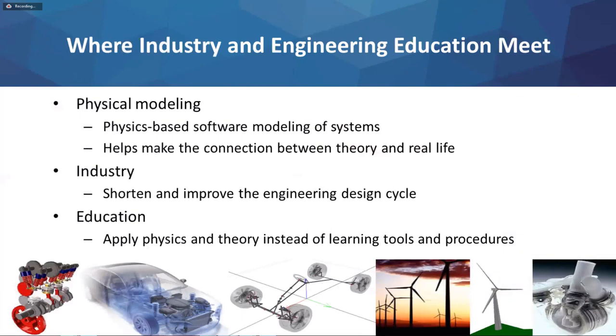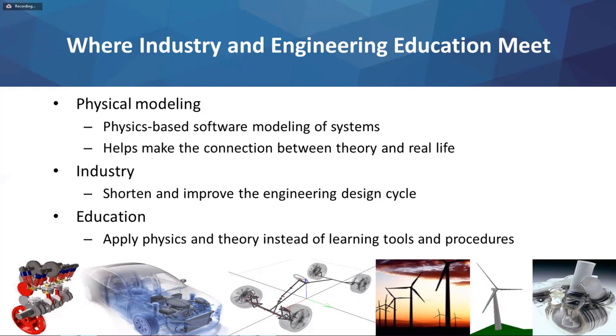So what is physical modeling? Also called model-based design or model-based engineering, it's the physics-based software modeling of systems. Instead of modeling equations of a system, it is possible to directly model the system itself, because the models have the physical laws associated with them, for example, current, voltage, resistance, mass, velocity, direction, or friction, and this helps to make the connection between theory and reality.